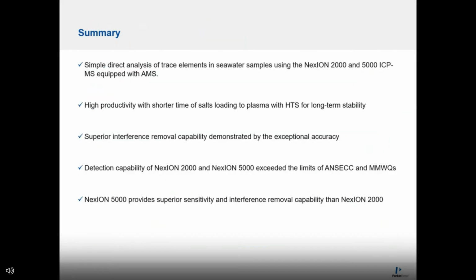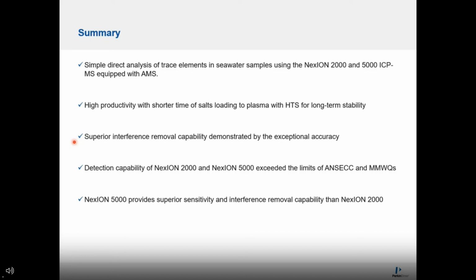Now I come to the conclusions of our discussions. A simple direct analysis of trace elements in seawater samples using NexION 2000 and 5000 ICP-MS can be carried out with the AMS and by means of internal standard dilution. The high throughput systems not only speed up the analysis throughput, they reduce the exposure of cones to salt. The exceptional detection limits, accuracy, and long-term stability provide strong evidence of the superior interference removal capability and the outstanding sensitivity of the NexION.